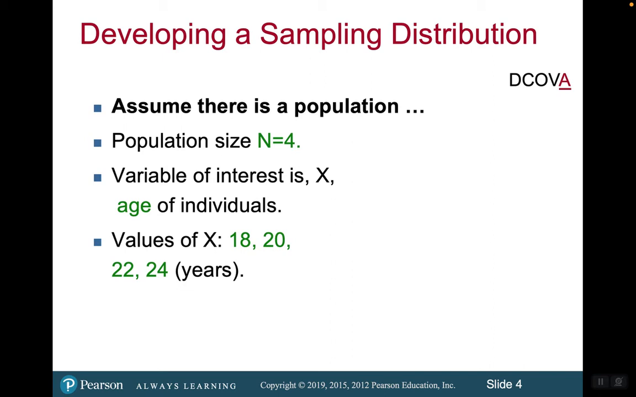All right. So we'll use an example here. So we'll assume this population, and we're going to use a very small population because it works better this way. Population, so we'll say the size is 4. And as we go with this, we'll see why we're using a small number. Our variable of interest is x, which we're going to assign to be the age of the individual. All right, and then the values of x are 18, 20, 22, and 24. That's in years.